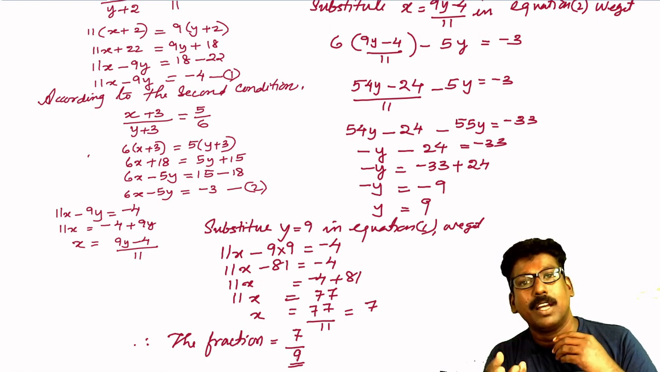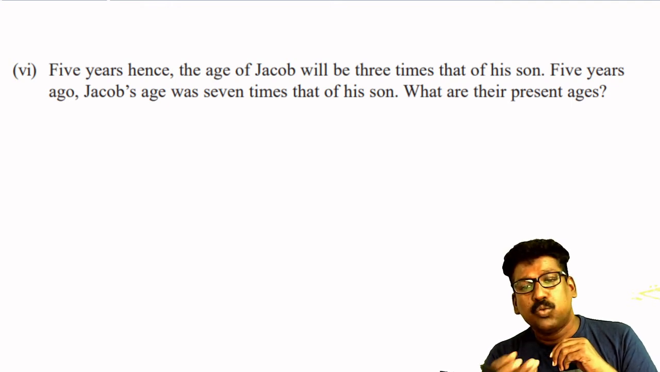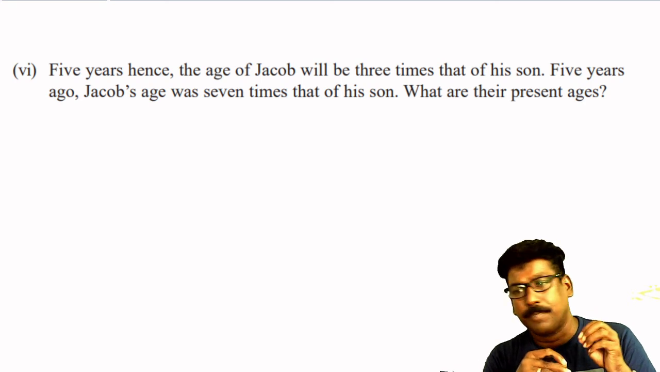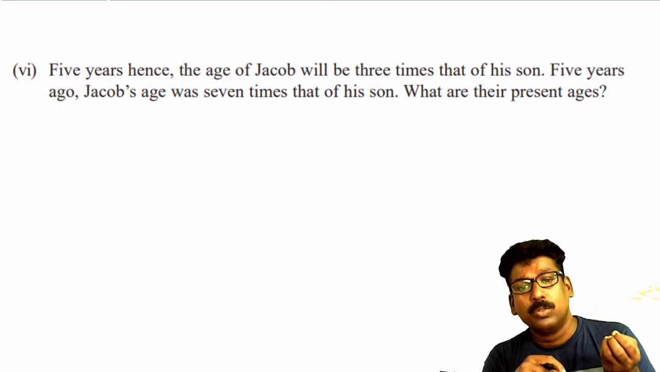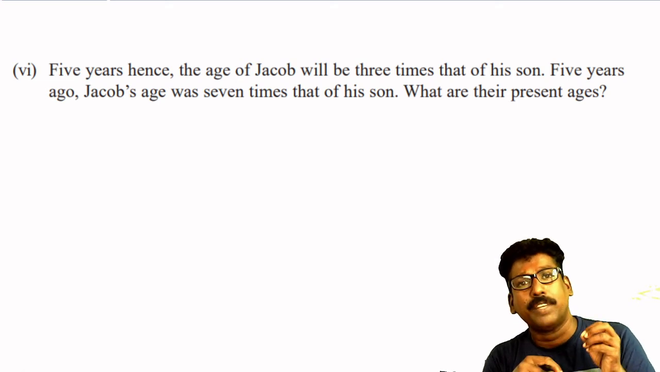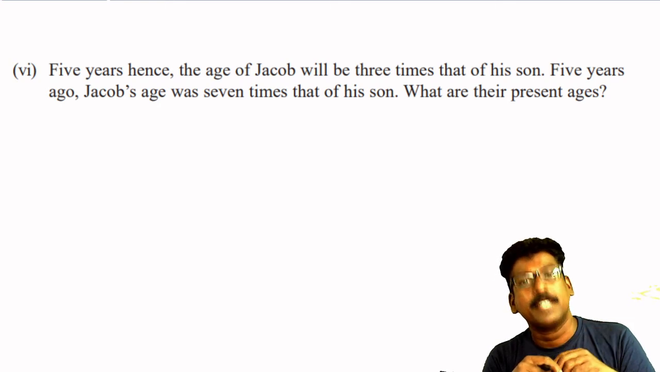Now look at the last question. Here is your question. It's an age problem. 5 years hence, the age of Jacob will be 3 times that of his son. 5 years ago, Jacob's age was 7 times that of his son. You have to find out the ages of both Jacob and his son.